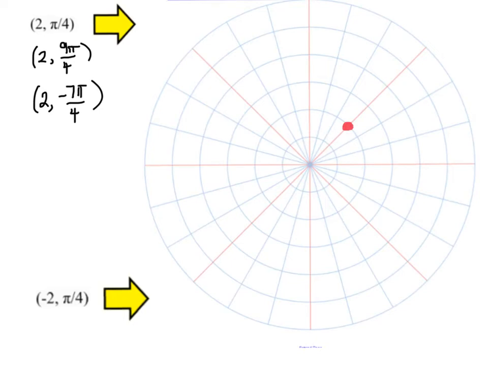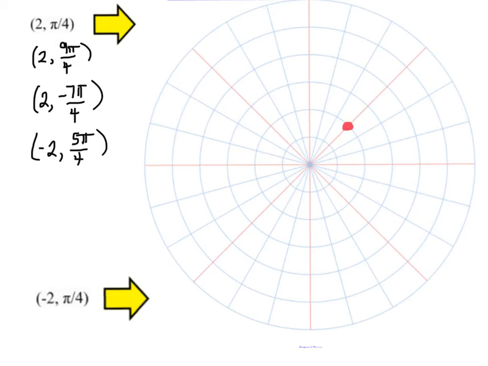Another way you could do this is with a negative radius, like that. And how you would do that is you would want to come around to this angle. So you're saying, well, I want to go, this would be pi over 4, 2 pi over 4, 3 pi over 4, 4 pi over 4. It would be 5 pi over 4. Like that.